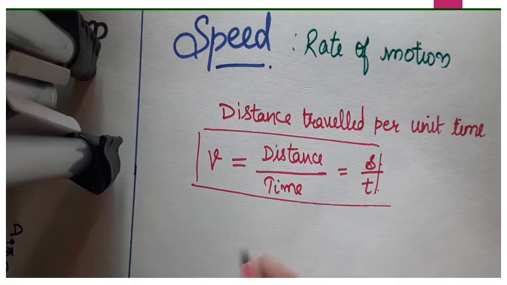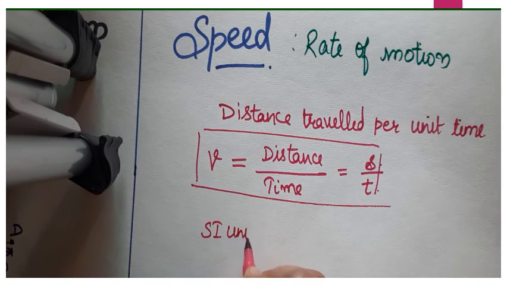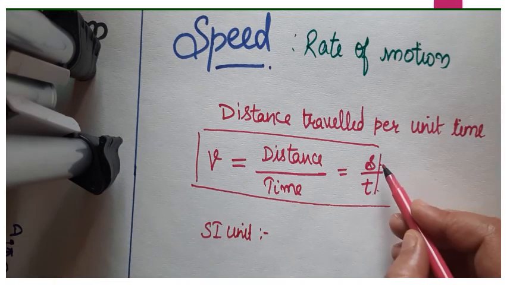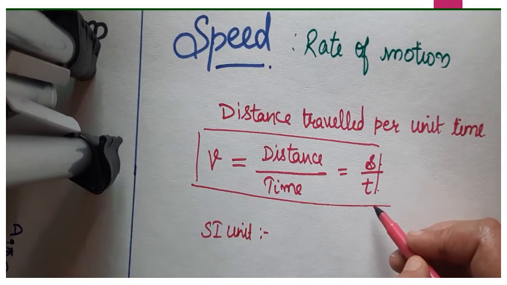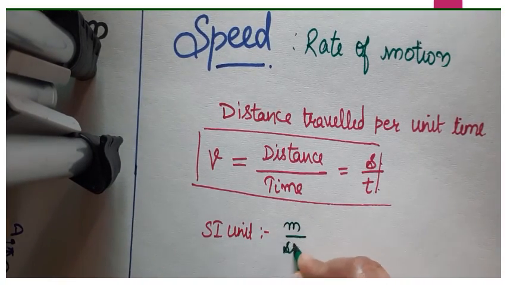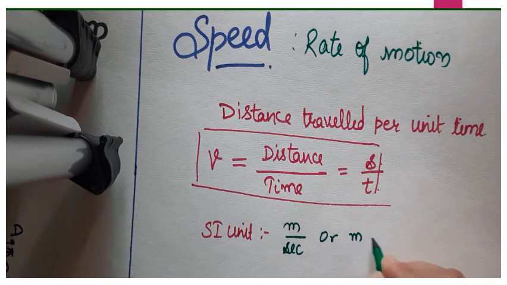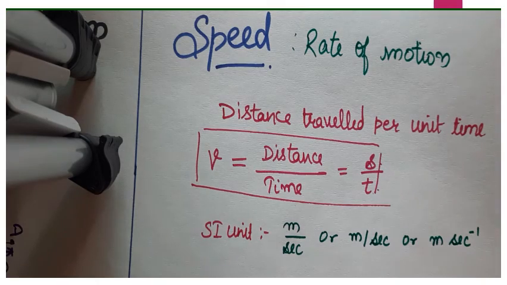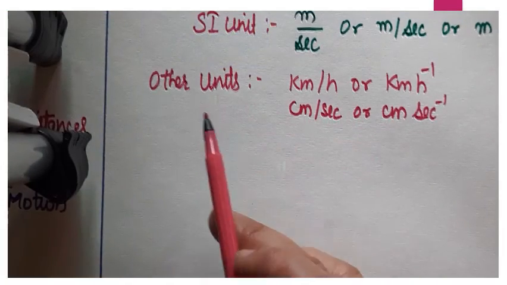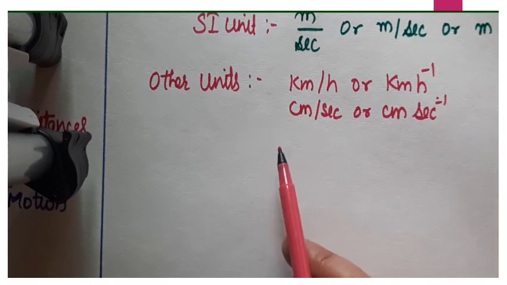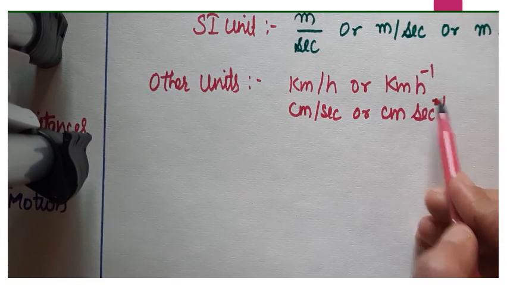Now the SI unit of speed can be easily determined by its formula. The SI unit of speed is given by SI unit of distance traveled divided by the SI unit of time taken, which is meter upon second or meter per second or meter second inverse. It can be written in any of the three ways. There are other units of speed also, which are kilometer per hour or kilometer hour inverse, and centimeter per second or centimeter second inverse.